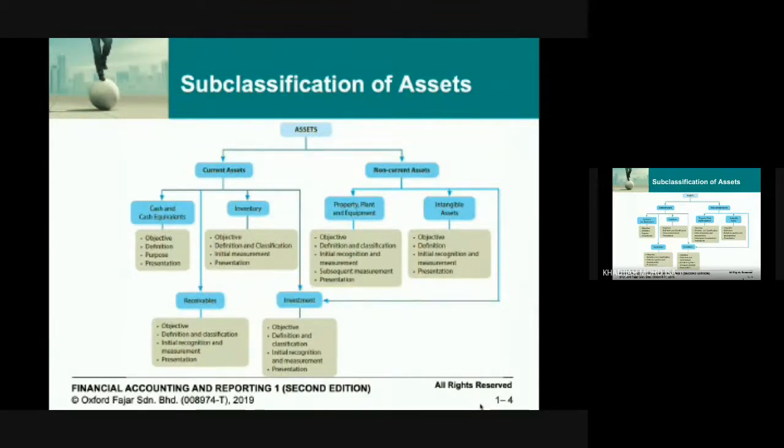So property, plant, and equipment is one type, and the other type is intangible asset. Next class, inshallah, maybe we can touch on intangible asset a bit, because this will also be covered in your midterm, which is next week, Friday. Are you aware of that? I think I've given you the note. Your midterm is next Friday.